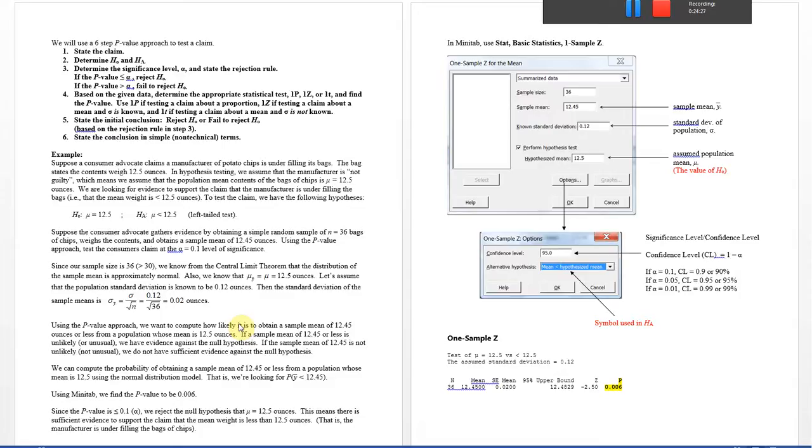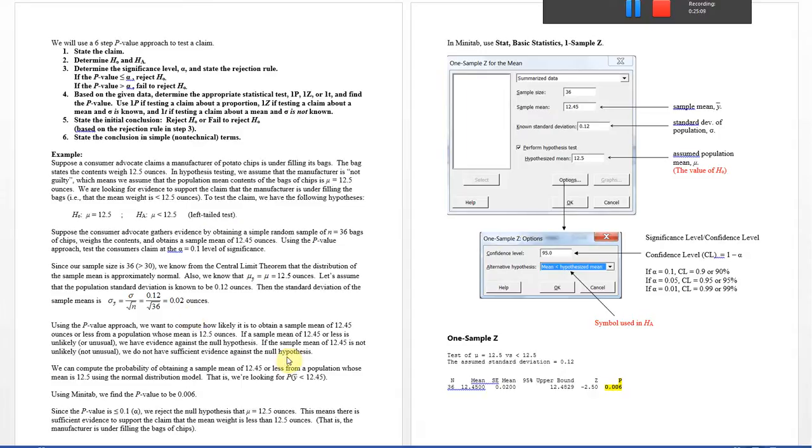So we take our sample of size 36. We know from the central limit theorem that the distribution of the sample means is approximately normal. We know that its mean will be the same as our claim of 12.5. We assume that the population standard deviation is known to be 2 ounces; this has to have been given to you. If it's not, then we better be doing a t-test. So then we know our standard deviation for the sample means is 0.112 divided by the square root of 36, so about 0.02 ounces. And then we're going to use the p-value approach. So we need to compute how likely it is that we get a sample mean of 12.45 or something worse, which would be something less, since we're looking for less than, aka left tail, than the 12.5 ounces.